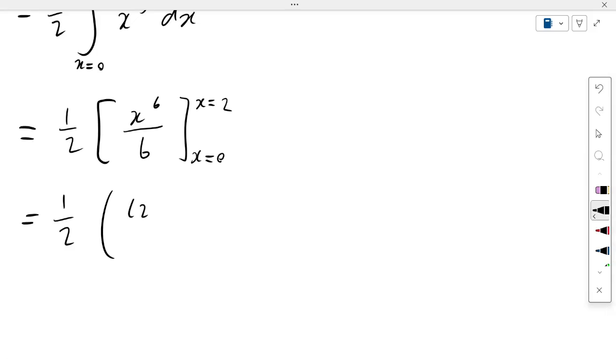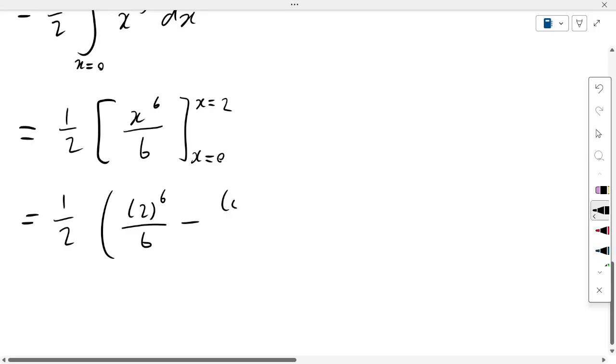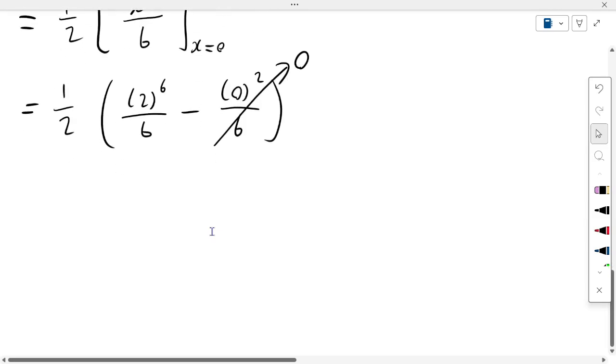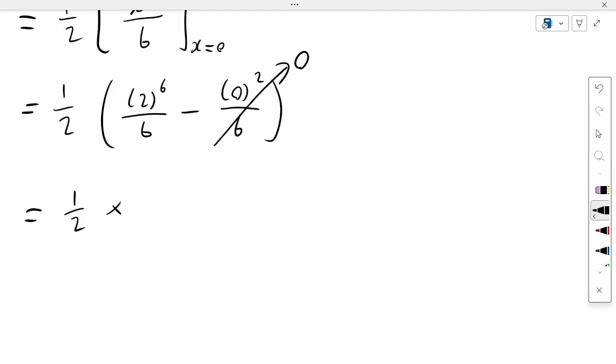We're going to plug in our 2 first, which is our upper limit, and it'll be 2 to the power of 6 over 6 minus, it'll be 0, our lower limit, to the power of 6 divided by 6. And we straight up know that this is going to be equal to 0 because it's 0 divided by something. And then therefore it's going to be a half multiplied by, and 2 to the power of 6 is just going to be equal to 64. Sorry, I took a while over there. And then this is divided by 6.